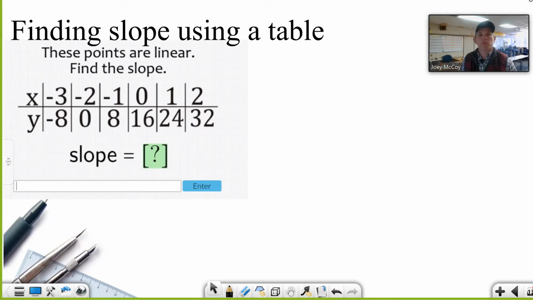Hello everyone. Today we're going to go ahead and find the slope using a table.